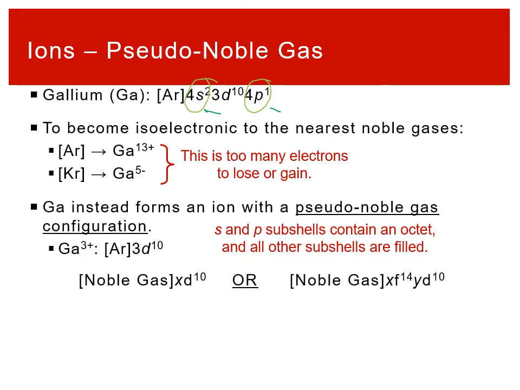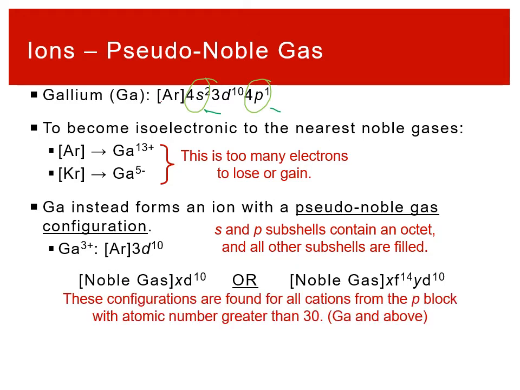A pseudo-noble gas configuration is always going to look like a noble gas part plus a full d-type subshell or a full f-type subshell, or both. This really doesn't happen very much in the periodic table. It really only happens with cations from the p block, at gallium and above. There's not many of them, but there's a handful of atoms following this pattern, and they're still predictable.